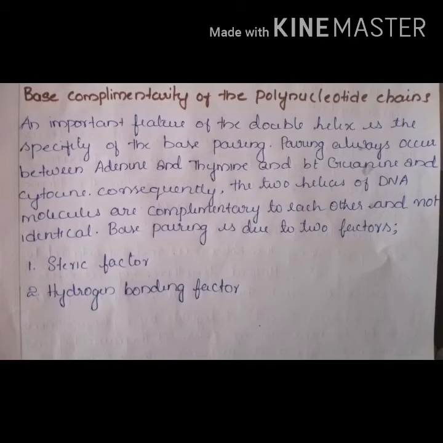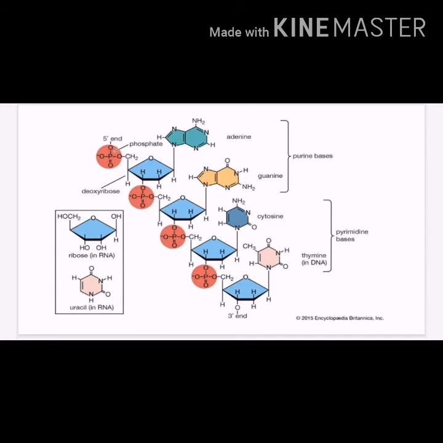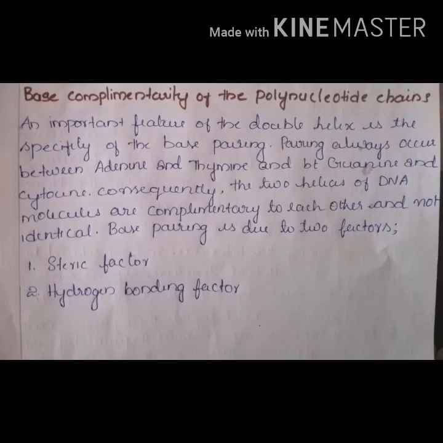Another important feature of the double helix is the base complementarity of the polynucleotide chain. That is, pairing always occurs between adenine and thymine and between guanine and cytosine. There is a specificity of base pairing. Consequently, the two helices of the DNA molecule are complementary to each other and are not identical. The base pairing is due to two factors. These are the steric factor and the hydrogen bonding factor.